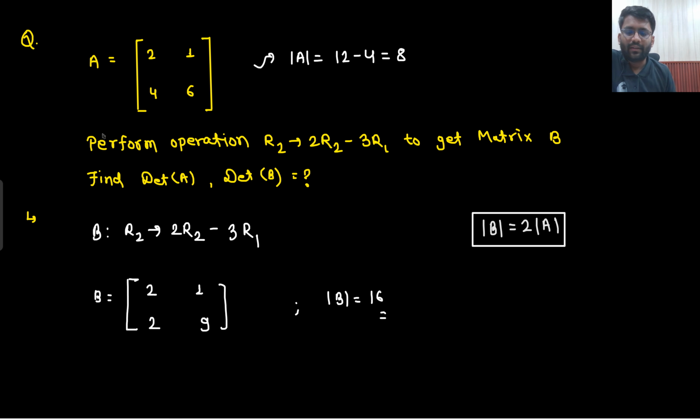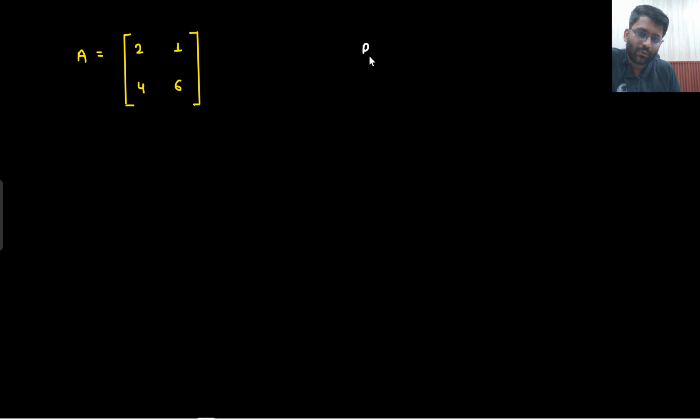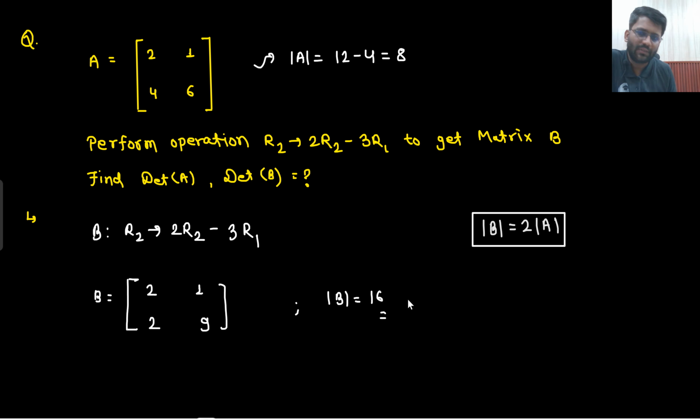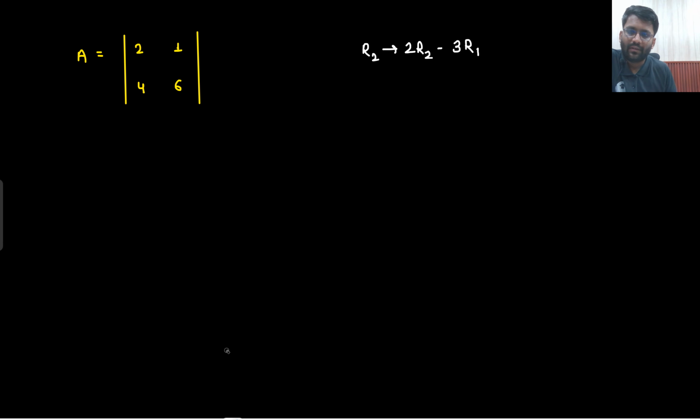But let's think in a better manner about what we are doing. I am supposed to do this operation, that R2 should be replaced with 2R2 minus 3R1. So let's find out the determinant directly. I am supposed to find the determinant of A. In this one, this is my R1, this is my R2. First I am applying the operation that my R2 is replaced with 2R2. If I do this, let's say I am getting some matrix C.